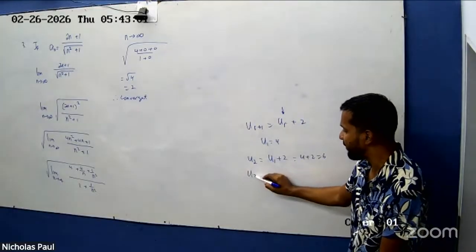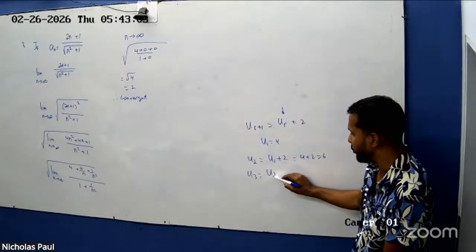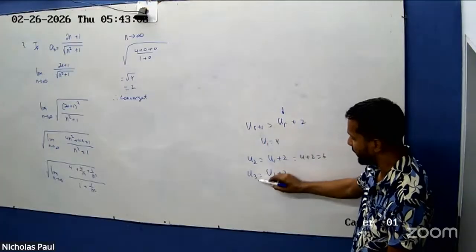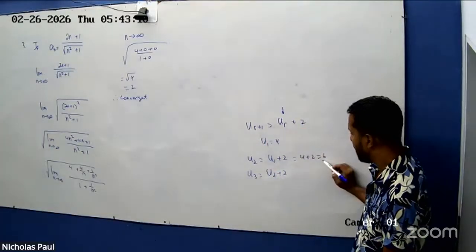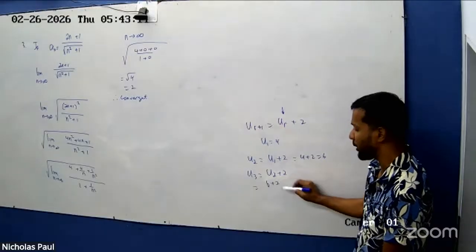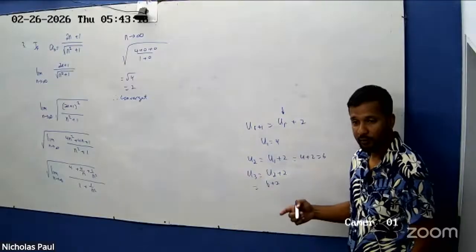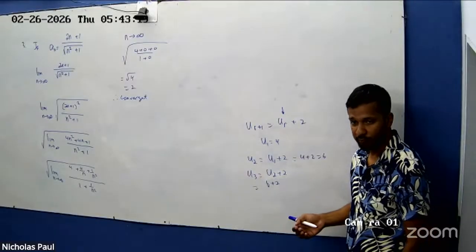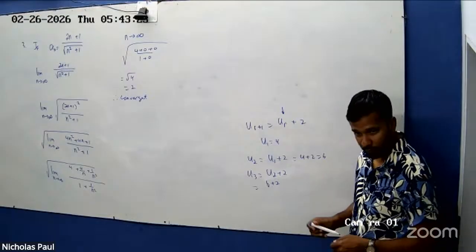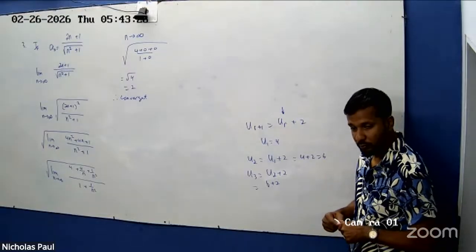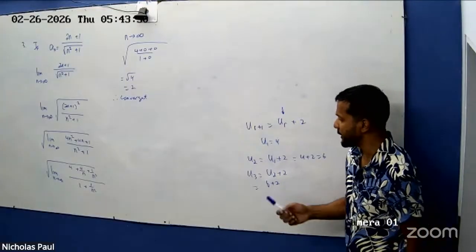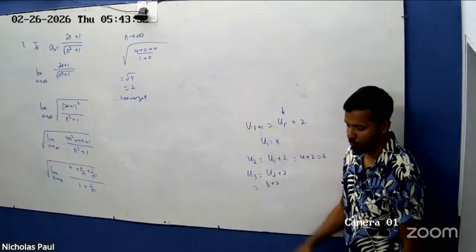If I said find U3, it will be U2 plus 2, using this formula here. And I said that U2 was 6, 6 plus 2, and so on and so on. That's called a recurrence relation. You okay with that? This is unit 2. Right? Recurrence relation, similar to like a formula from AP or GP.